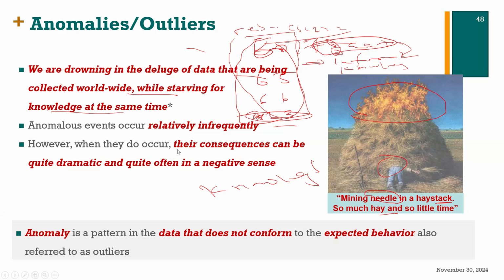So, however, when they occur, the consequences can be quite dramatic, and they are often negative consequences. Although they are not very common, when they do occur, the effects can be very, very dramatic. So we define an outlier as a pattern in data that does not conform to the expected behavior. Whether we call it anomaly or outlier, it's the same thing.